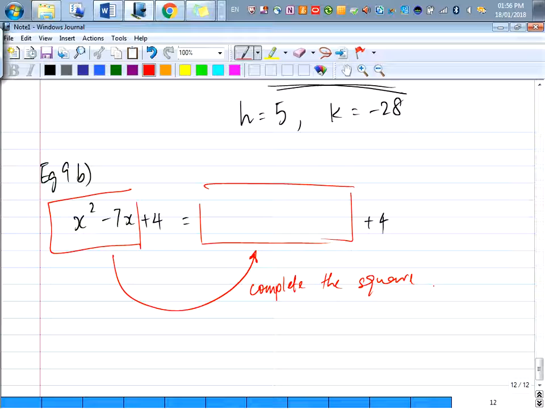So one more demonstration and you'll be solving the rest yourself. Copy down the first 2 terms, x squared minus 7x. Highlight your coefficient of x, which is negative 7. What is the number that I need to add in order to complete the square? Negative 7 over 2. Now we don't need this anymore.